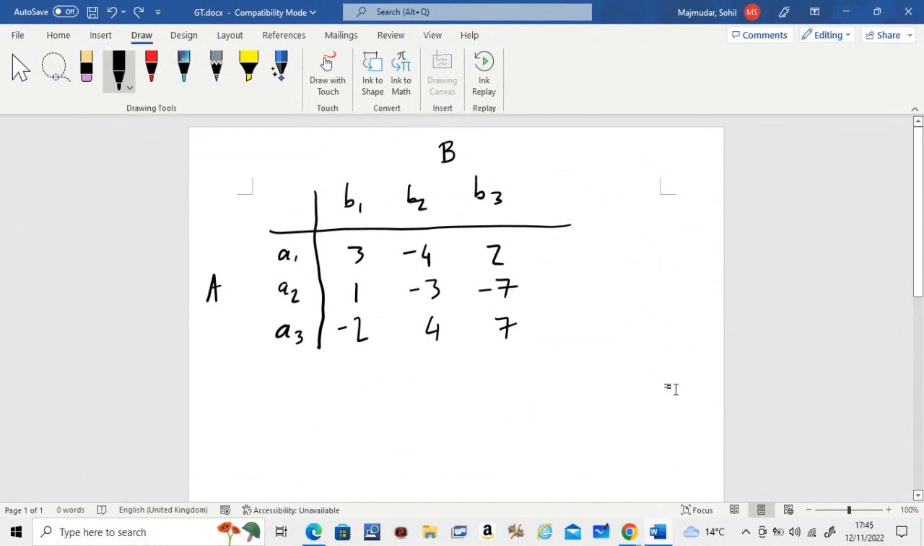Hello, in this video you will see how to solve a game matrix which is of the form m cross n, where m and n are both bigger than 2. So in this case we will have to use the linear programming method.